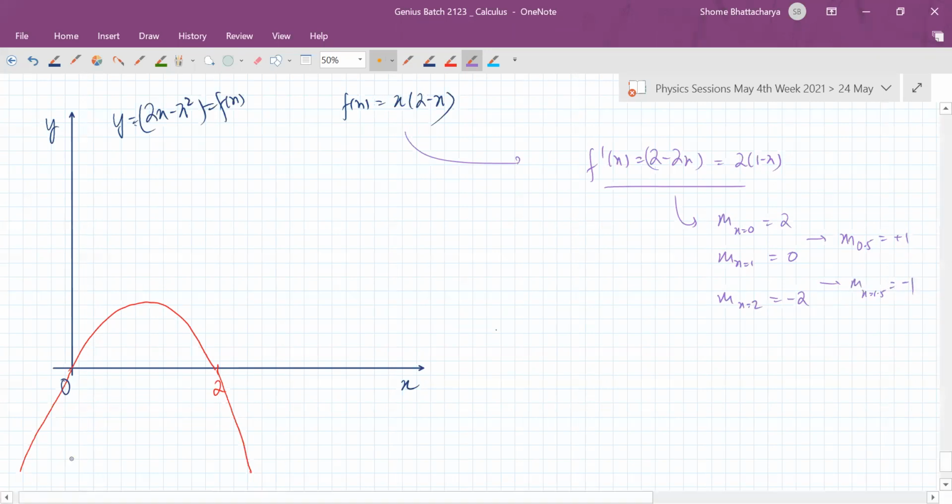So see that information in this graph over here. It means that if I draw the tangent here, the slope is how much? It is plus 2. But by the time I come to this point, which is x equal to 1, the slope of the tangent is becoming how much? It's becoming 0. And likewise, by the time I come to x equal to 2, the slope of the tangent has further decreased to minus 2.